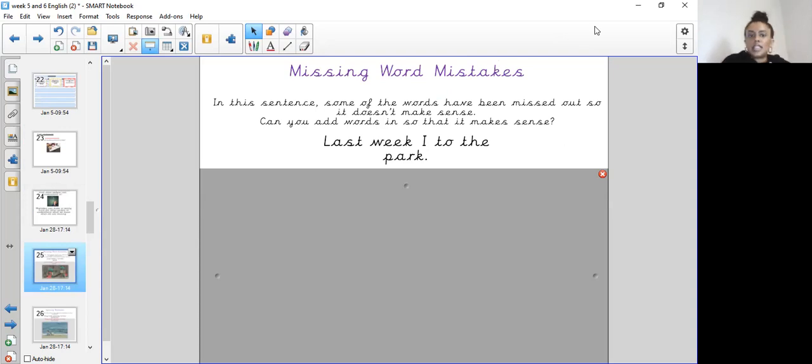So, missing word mistakes. In this sentence, some of the words have been missed out, so it doesn't make any sense. Can you add words in so that it makes sense? So have a go. What you might need for this activity is a whiteboard and a pen or a piece of paper and a pencil. Read the sentence and then have a go at correcting it. So I will read the sentence to you. Last week, I to the park. Full stop. So have a go at correcting the sentence. Remember, pause the screen, try it yourself, and when you press play, I will show you the answer.